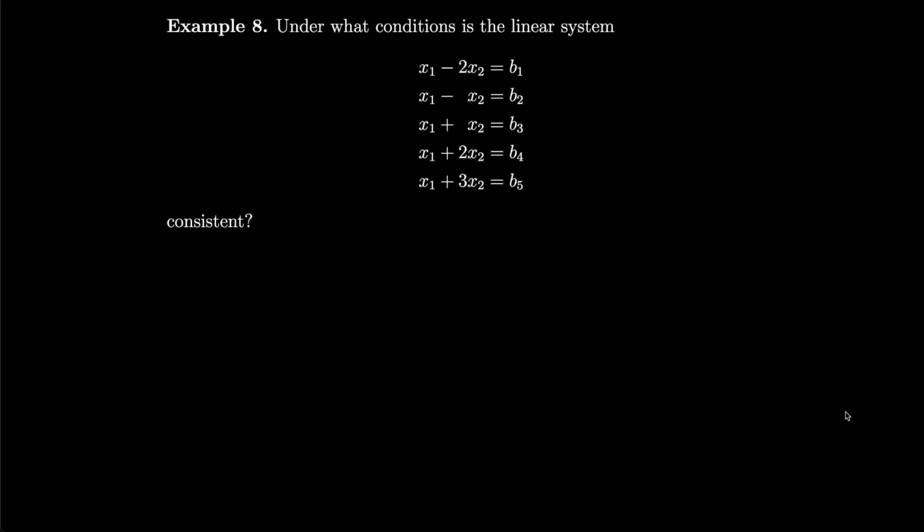Okay, how about we finish with an example? Under what conditions is the linear system given over here consistent? How about I write out the coefficient matrix for this guy? So that'll be 1, 1, 1, 1, 1, minus 2, minus 1, 1, 2, 3, B1, B2, B3, B4, B5.